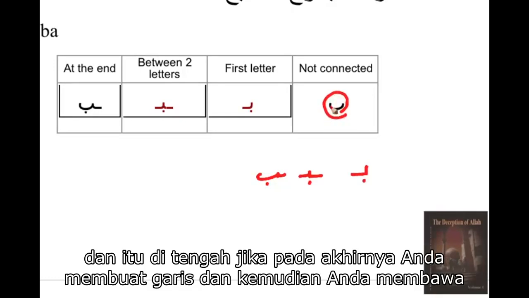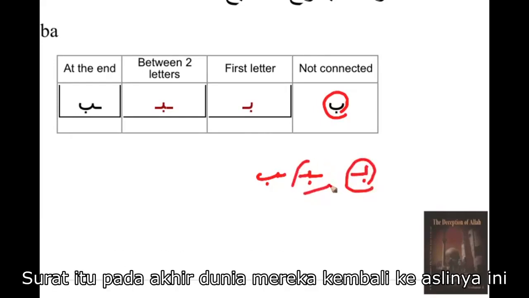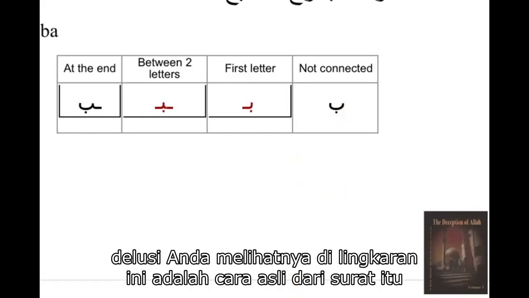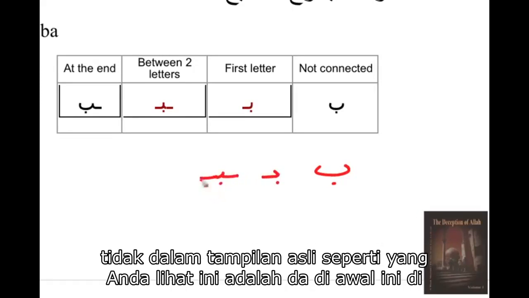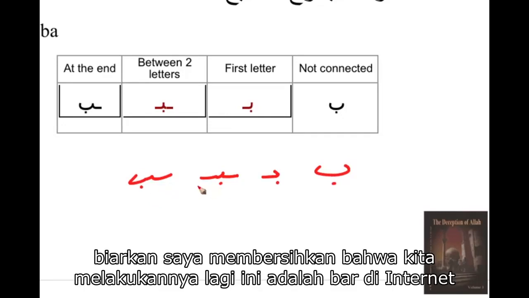If it's at the end, you make a line, and then you bring the letter back to the original shape. Remember this: letters at the end of the word come back to the original. This is the original, you see it in the circle. This is the original way of the letter. So when the letter is at the end, it goes back to the original. In the beginning, it's not in the original look, as you see. This is in the beginning. This is in the middle.